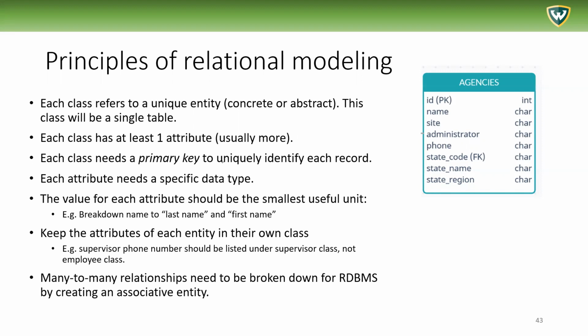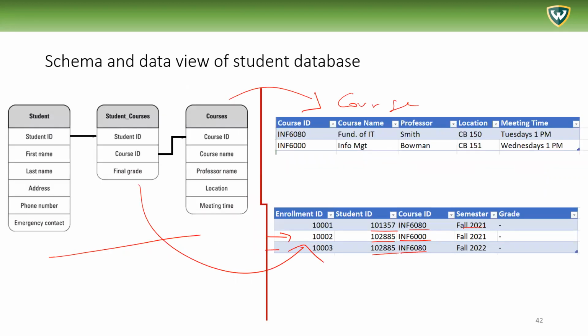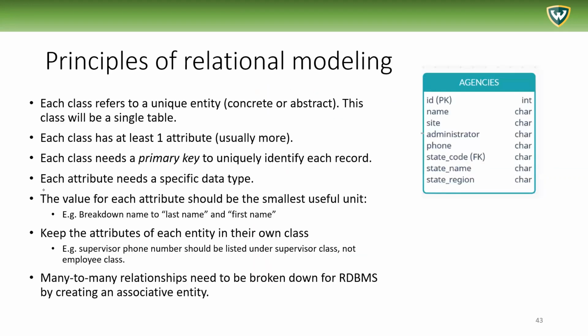Each class needs a primary key to uniquely identify its records. So if you don't have an attribute that can work as a primary key, you need to make one up, like an auto-generated, auto-incremented unique ID. Each attribute needs a specific data type. The data type is important, so that's why I like to determine it on the model itself. Before, I had some things here with no data type, but that's no good because we need to determine that. So we might as well write it in our blueprint, in our model.